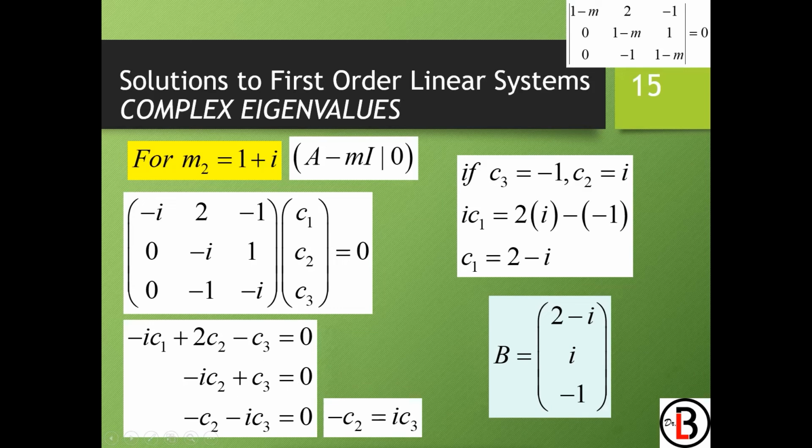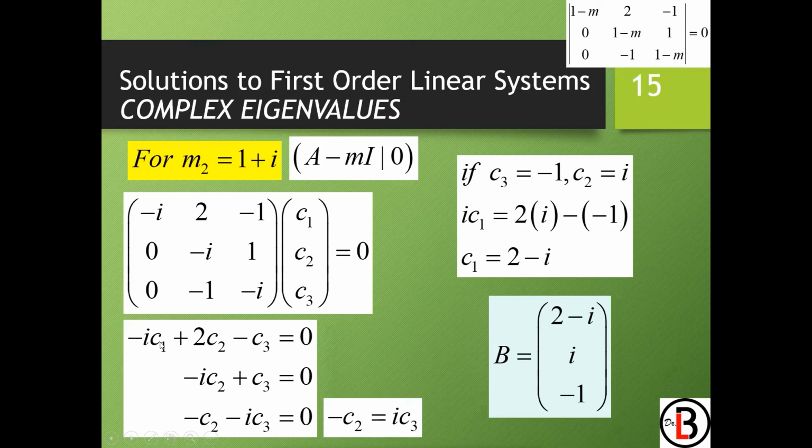Okay, so once you get to this, you'll notice that the second and third are actually the same. It depends on where the i is placed. So here, I selected the third one. Negative C2 is equal to i C3. So using this, I can say that if C3 is equal to negative 1, C2 is equal to positive i. Am I correct, guys?